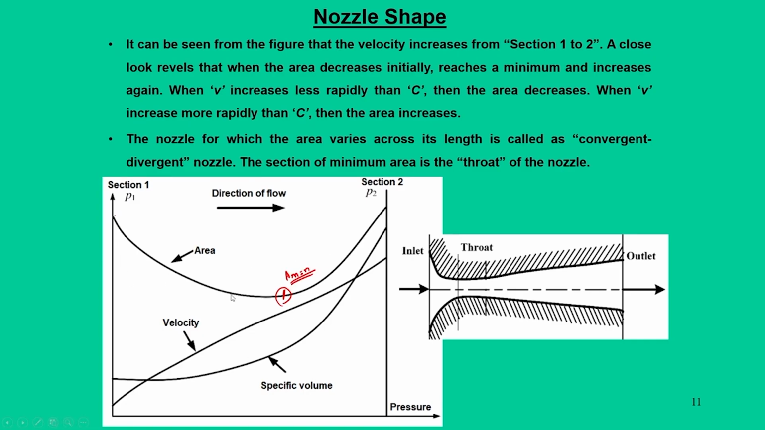So, this decrease part is often determined by the rate at which velocity is increasing and the rate at which the specific volume is increasing. In the initial part, when V increases less rapidly than C, then area decreases. When V increases more rapidly than C, then area increases. So, this decrease in the area depends on the relative dominance of velocity and specific volume. Because of this, we have a minimum section, and that minimum area is known as the throat of the nozzle.